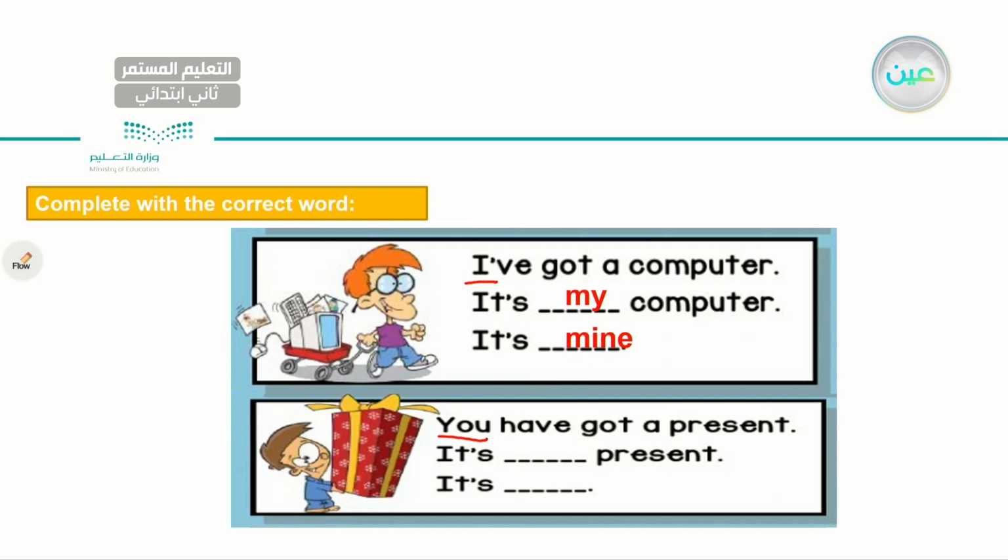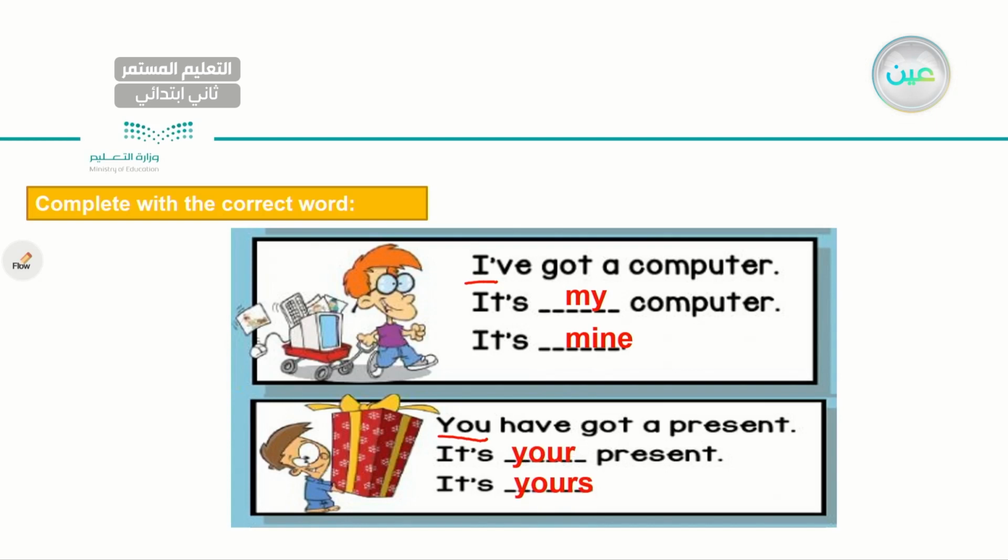Next one. You have got a present. It is. So now what do you think? Shall I use your or yours? What do you think? Your or yours? You have got a present. It is your present. Very good. It is your present, or it is yours.